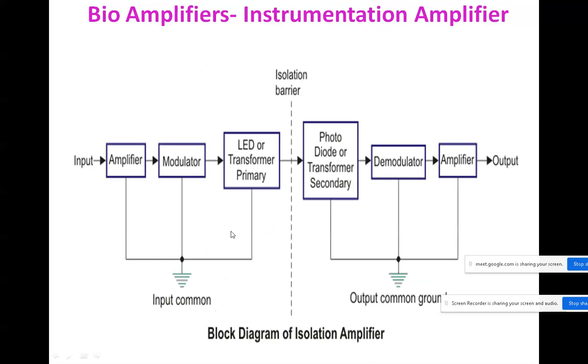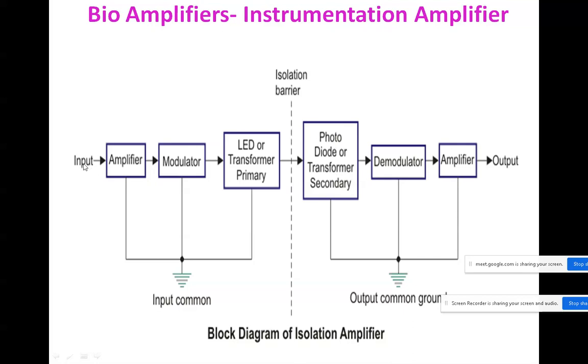And this is the structure of the isolation amplifier. Here you will have the amplifier, modulator, LED or primary winding of transformer, and then this is the isolation. Here you will not have contact with the device. Okay, there is no arrow mark; it is only the isolation barrier. Remove that arrow mark. So the next part will be the output part: photodiode or secondary winding of transformer, demodulator, amplifier, and then output.